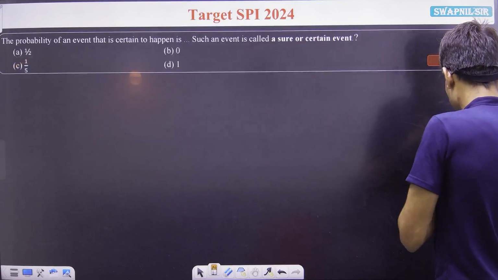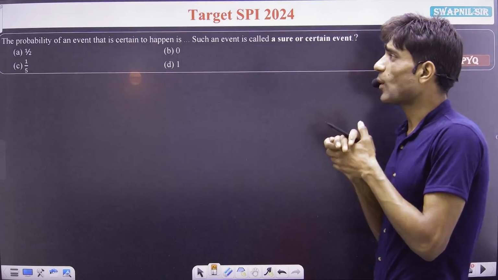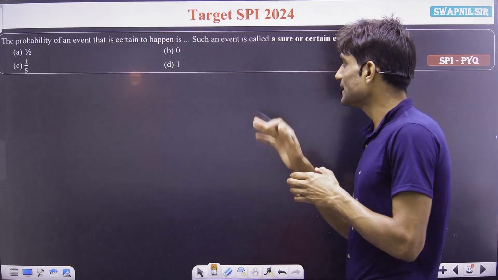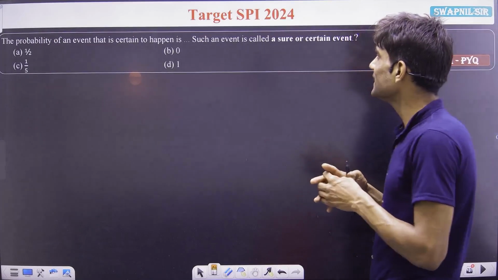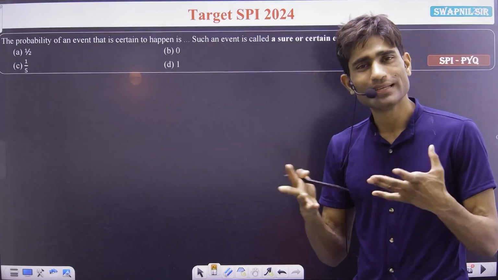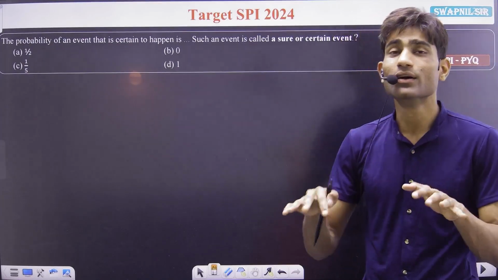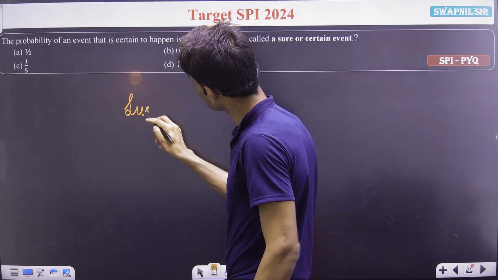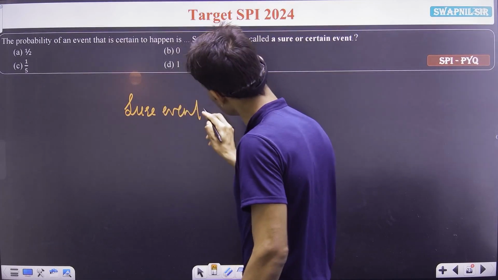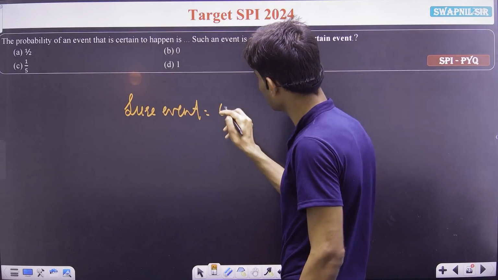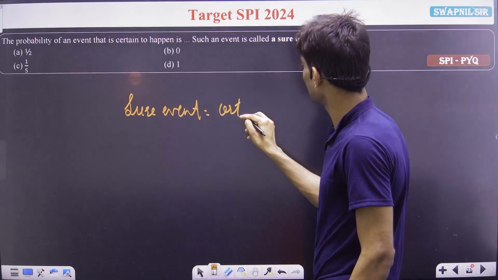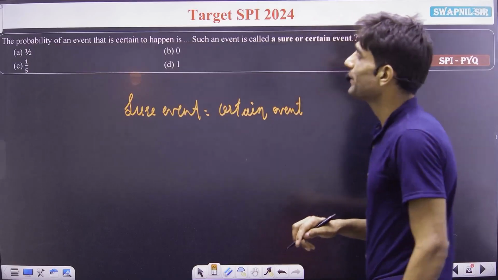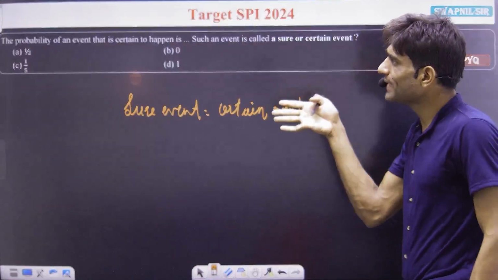In our next question, we are given the probability of an event that is certain to happen. Such an event is called a sure or certain event. I have already explained similar. Sure event or certain event, or the probability of an event being certain.